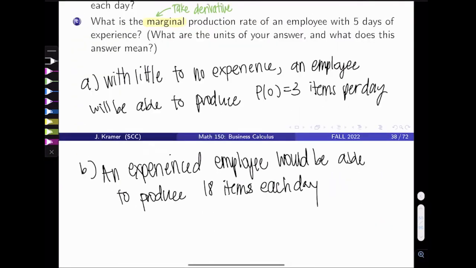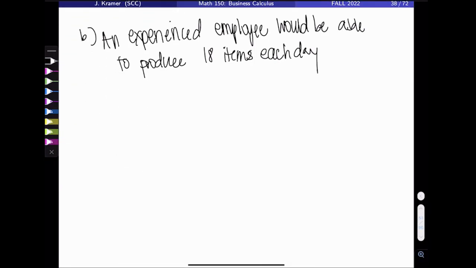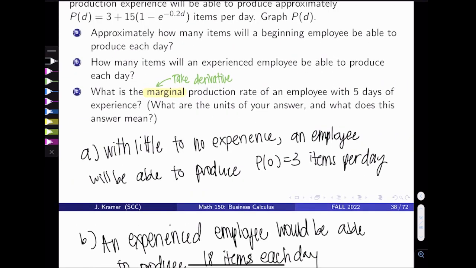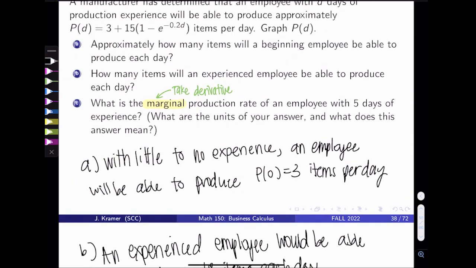So numerically, we could represent that by using limit notation, and that would be the limit as D approaches a large number, we could say infinity, of P of D, and then take that limit using our limit laws that we discussed earlier in this course, and it would approach 18, that horizontal asymptote. So limits are a way of checking asymptotes. For part D, we're asked to find the marginal production rate, and so we'll be looking at the derivative of the function.